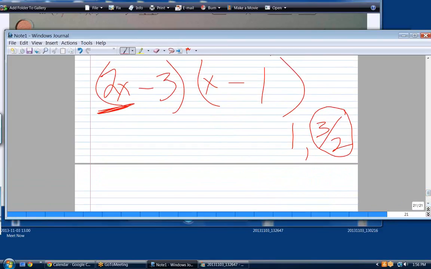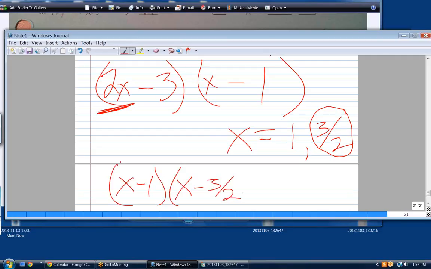In other words, if I generated factors from these answers, I know that x is equal to 1 and 3 halves. That means my factors are x minus 1 and x minus 3 halves. But we don't ever have fractional factors because I can actually multiply this by a constant. Well, that constant's going to be 2. Yeah, I just made a math mistake when I was solving it. I thought I did it as 3 with the numerator by accident. Okay. All right.